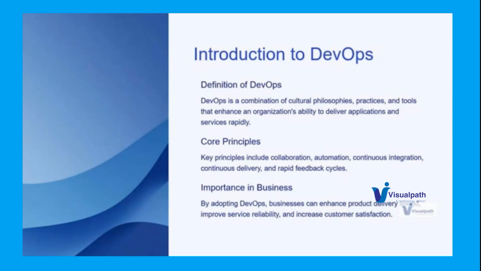So the core principles include collaboration, as I said, automation, continuous integration and continuous delivery, and a rapid feedback cycle. So it will not stop until the delivery. Once you deploy the code, you need to continuously monitor your application by viewing the logs and monitoring the memory and services. This will be useful for you to avoid future problems or any downtime happening to your production application, something like that.